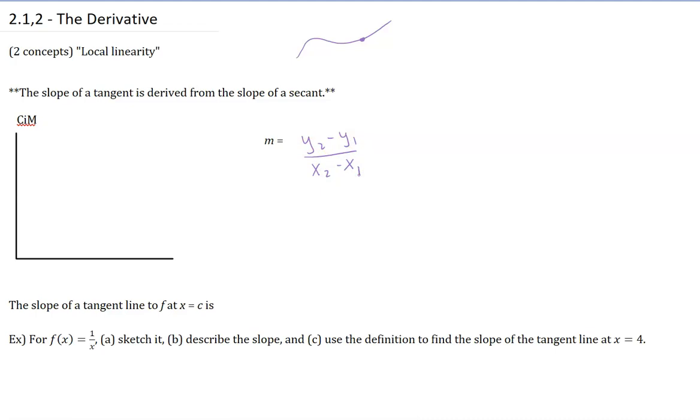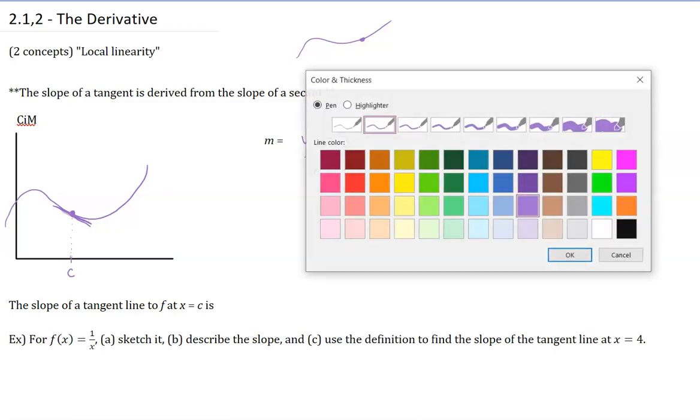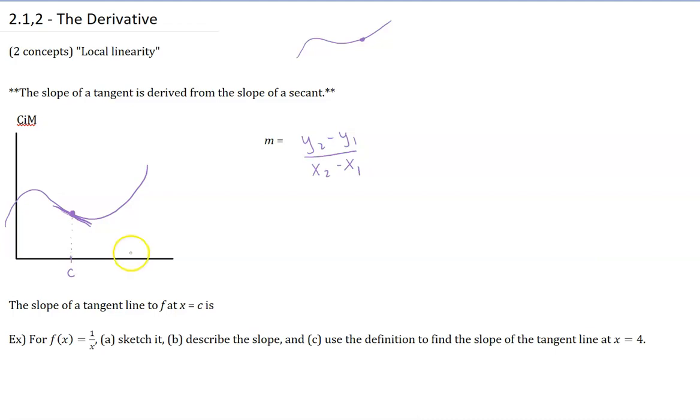Now I'm going to draw a curve. Yours can look however you'd like. I'm just going to do something like this, and I'm going to say that my point P, my starting point here where x equals c, I'm going to put it right here. Again, you can put yours somewhere different if you want. And we are trying to approximate the slope of this tangent line. To do that, we start with a second point. I'm really just redrawing what we had on the other screen here.